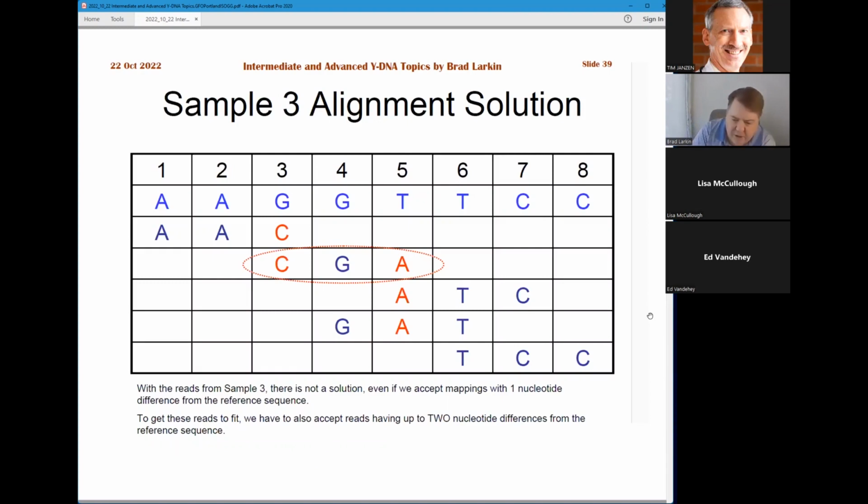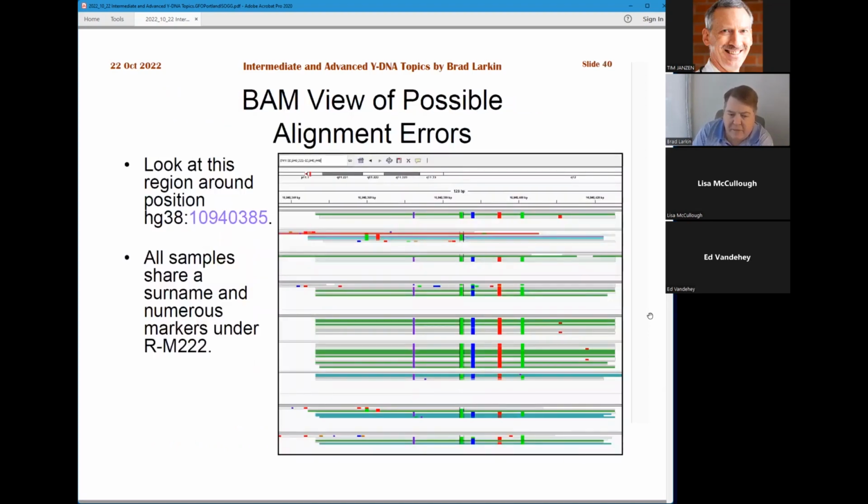So there's mathematics and statistics to it, but it also gets into kind of art and, a lot of times, I think, proprietary processes at the lab. There are alignment errors in your Y-DNA results, in my opinion. So here's a BAM view, and we're going to talk about BAM view more later, of an area that I think may have some alignment errors. This is around the HG38 position 10940385. And if you have a BAM viewer on your computer and you want to look at your own BAM in this region, you certainly can.